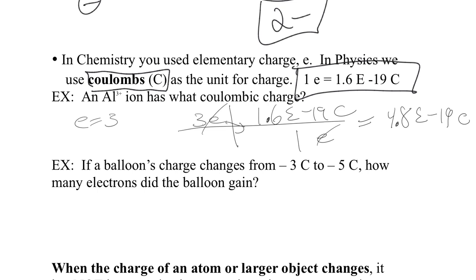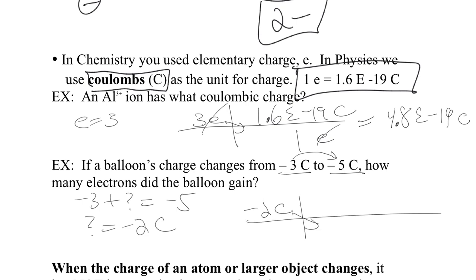Okay, if a balloon's charge changes from -3 coulombs to -5 coulombs, how many electrons did the balloon gain? Well, he got more negatives, so he gained electrons. So how many electrons did he gain? -3 plus what equals -5. So he gained -2 coulombs of charge.